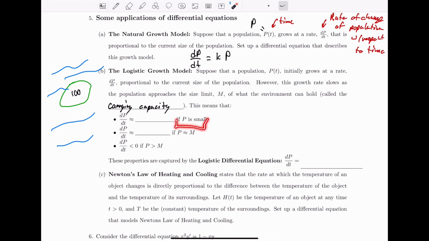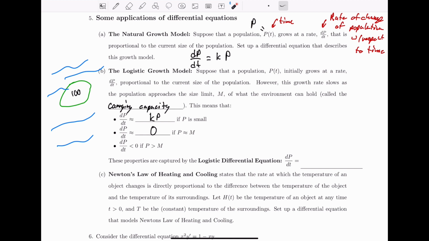Well, what happens if the population is small? If the population is small, then the growth rate is proportional to the current size. So if the population is small, this derivative is just k times p. We have natural growth for a small population. As the population continues to grow, it starts to approach this carrying capacity m. So what happens when the population is roughly equal to m? Well, if the population is really close to m, then the growth rate is basically 0. So the derivative would be 0. That means that the population is not growing when the population is close to this carrying capacity.